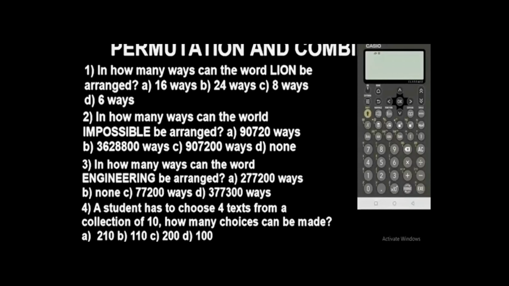Since we have 4 letters that make up the word lion, it's going to be 4 permutation. To make a permutation, press catalog, then go to probability, then look at permutation. So it will be 4 permutation 4. Since the total number of letters is 4 and we also have 4 distinct letters, there is no duplication, so it will be 4 permutation 4. Press execute. So 24 ways. That's the answer to the question.